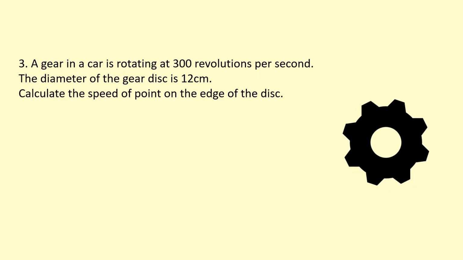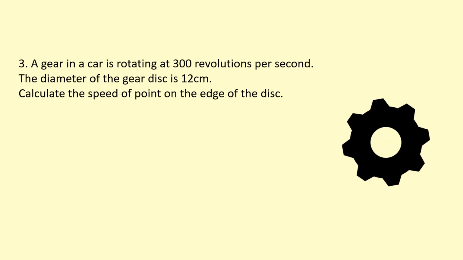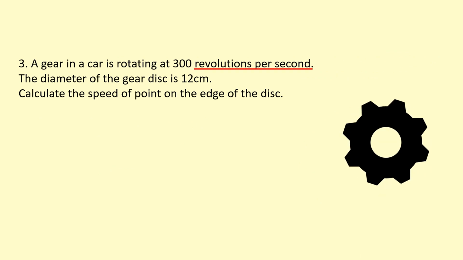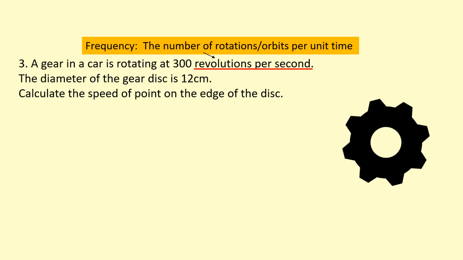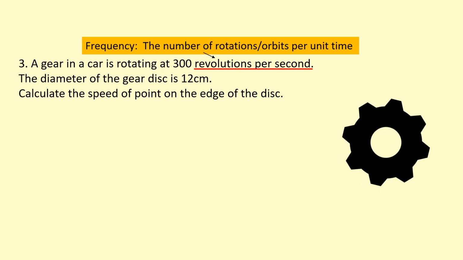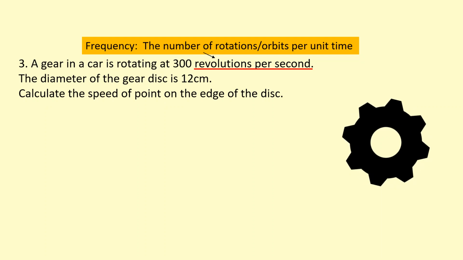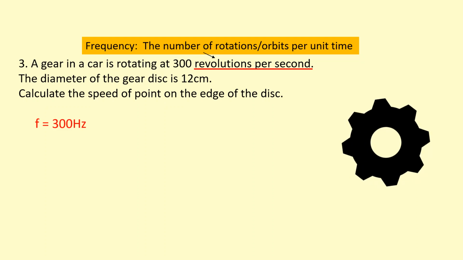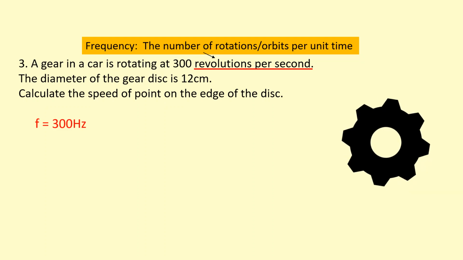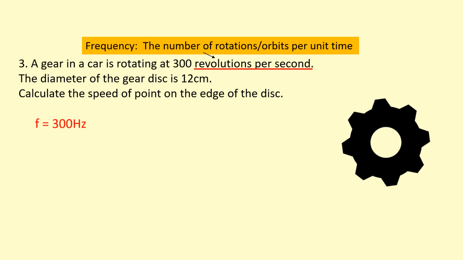Okay, a gear in a car is rotating at 300 revolutions per second. So 300 revolutions per second, that's like saying how many rotations per unit time, or number of oscillations per unit time. It's basically the frequency. Okay, so in the waves topic, you would have seen that as the number of waves per unit time. Here we're just doing number of rotations or orbits per unit time. So the frequency is 300 hertz, because hertz is the number of waves or oscillations per second.